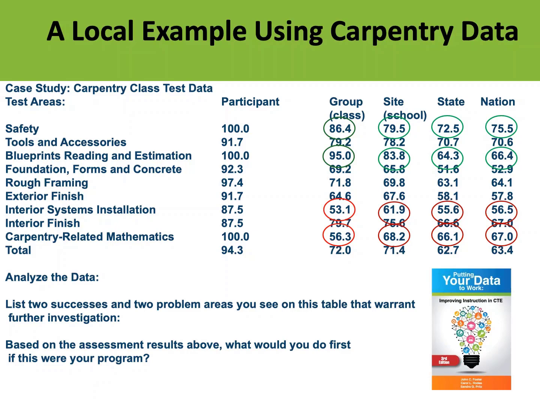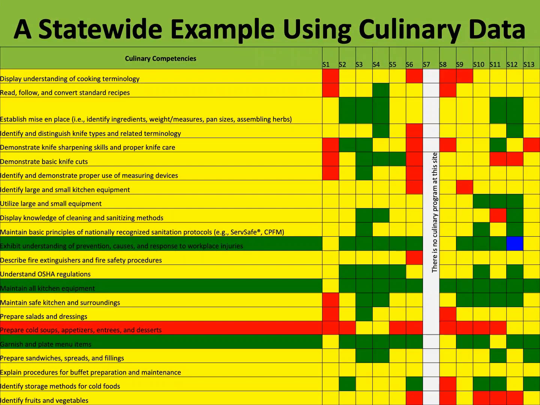Let me see if I can show you another example. This is from a particular state. This happens to be a secondary program, but it's a program that a state uses, one of our particular clients. And what you're looking at in this case are the competencies for culinary. Now, this isn't all of them. I think there are 70 or so competencies, but these are the first few. And what you're looking at in these columns are schools in this particular state. So school 1, school 2, school 3, school 4, etc.